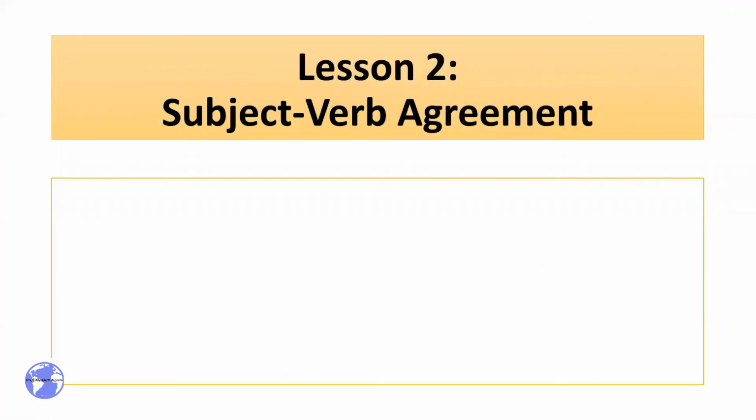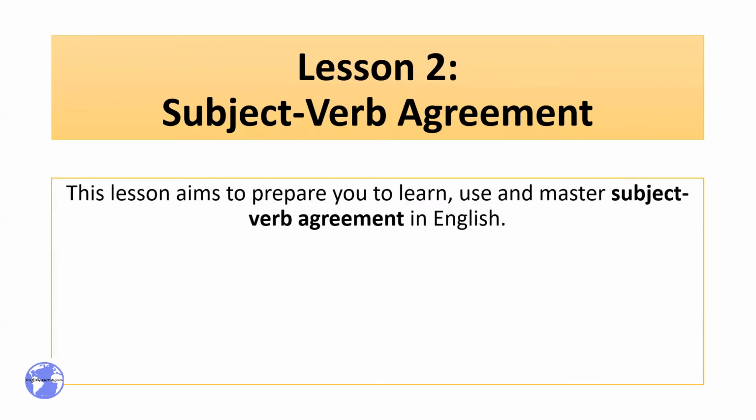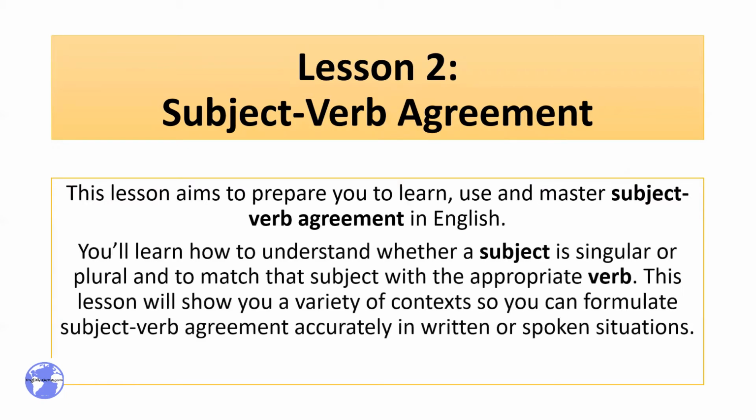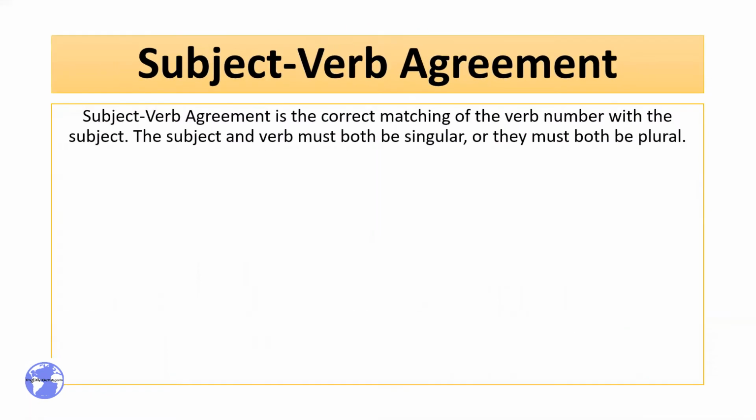Lesson 2, Subject-Verb Agreement. This lesson aims to prepare you to learn, use, and master subject-verb agreement in English. Very important for IELTS speaking and writing. You'll learn how to understand whether a subject is singular or plural, and to match that subject with the appropriate verb. This lesson will show you a variety of contexts so you can formulate subject-verb agreement accurately in written or spoken situations.